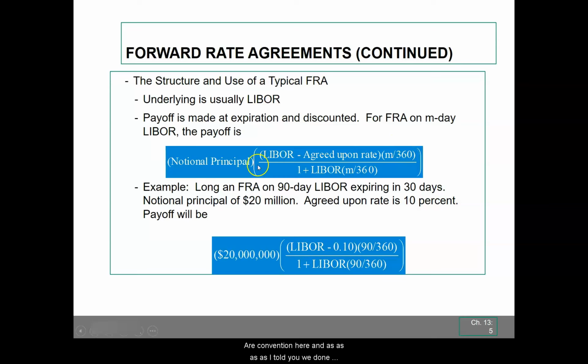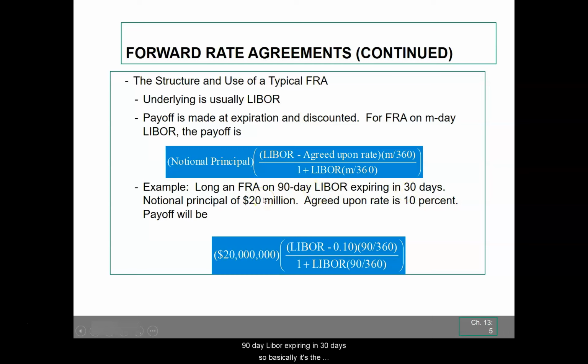And as I told you, we then calculate the present value by dividing whatever the gain or the loss is at the end of the loan period by 1 plus the prevailing LIBOR on expiration day, and we are discounting it back to the expiration day. So again, we have M days here. Now here we have an example which is a long FRA with a 90-day LIBOR expiring in 30 days.